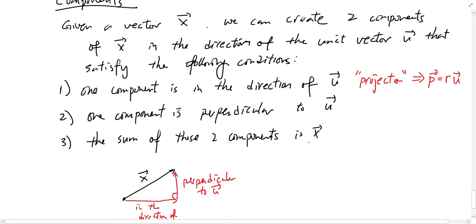So what happens to the component that's perpendicular? Well, this one doesn't have a specific name. We call it vector q. And what's the deal with vector q? It means that vector q dot product with p, or dot product with u, must equal 0 because they're perpendicular.